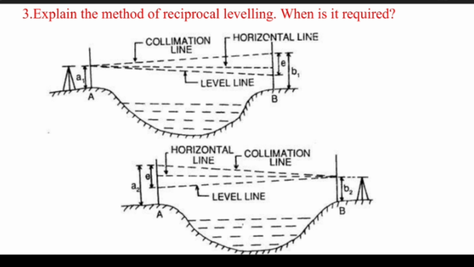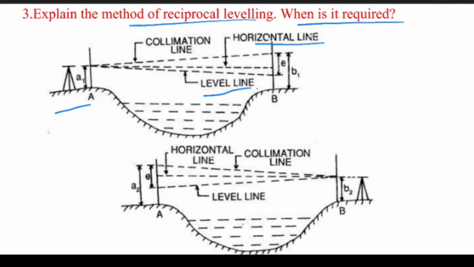Next question will be: explain a method of reciprocal leveling and when it is required. Reciprocal leveling is a reversal of leveling. Say it is a hilly area, and there is a river. So we have to fix an instrument here. This is the line of sight at a point A, away from the line of collimation. It is a leveling line, a horizontal line.